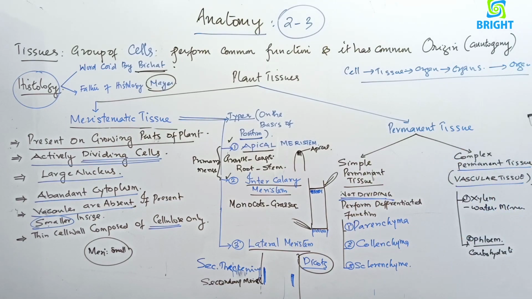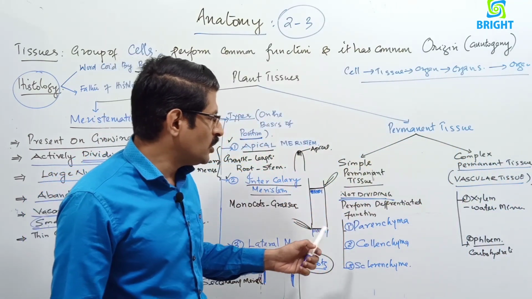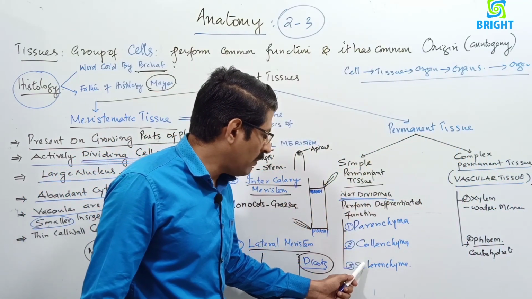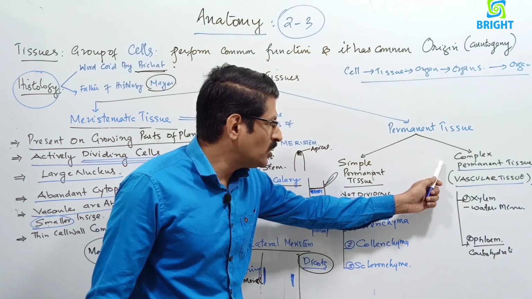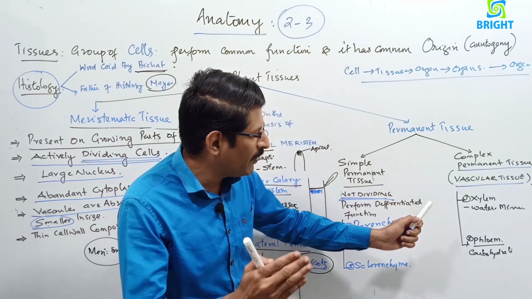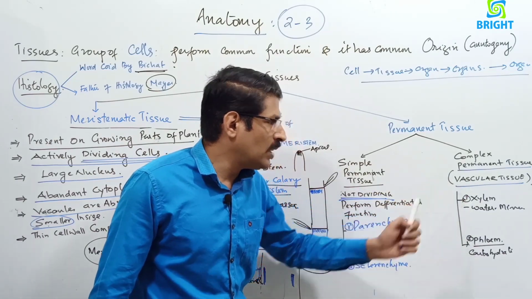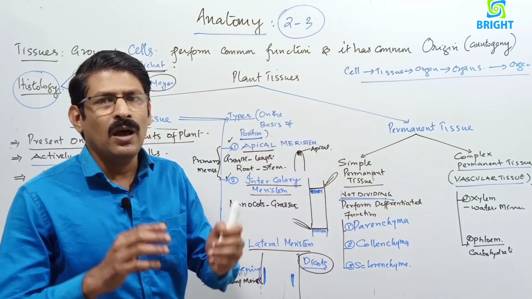Simple permanent tissues are composed of similar types of cells, and they are parenchyma, collenchyma and sclerenchyma. Complex permanent tissue is composed of different types of cells but performs a common function, and these are the vascular tissues. Xylem and phloem are the complex permanent tissues present in angiosperms.